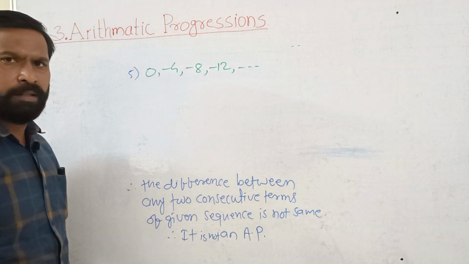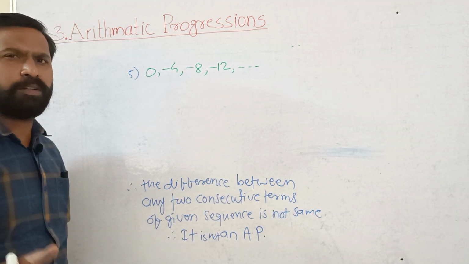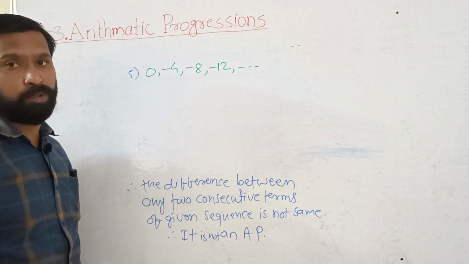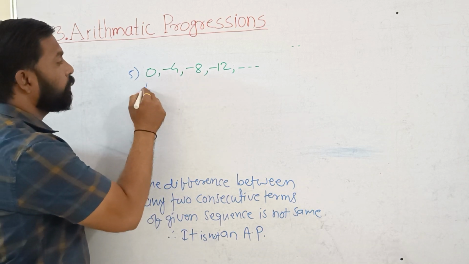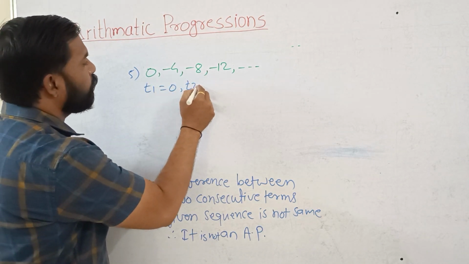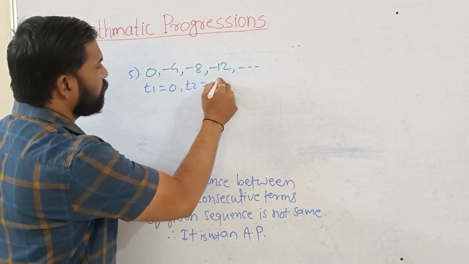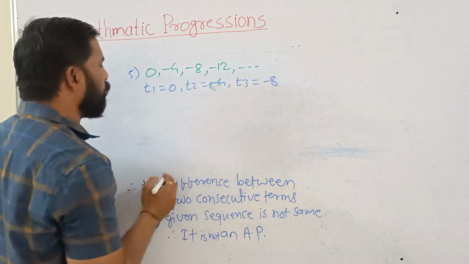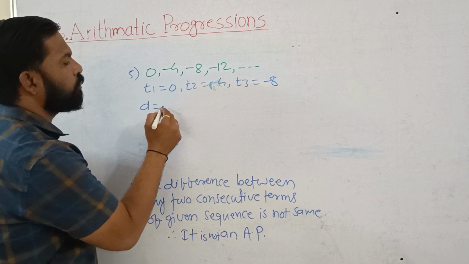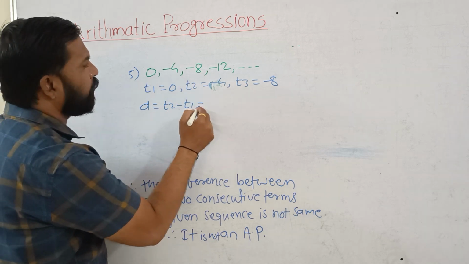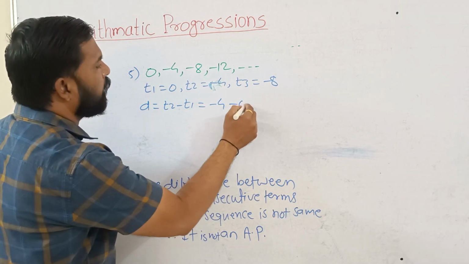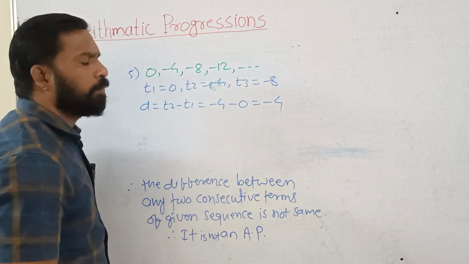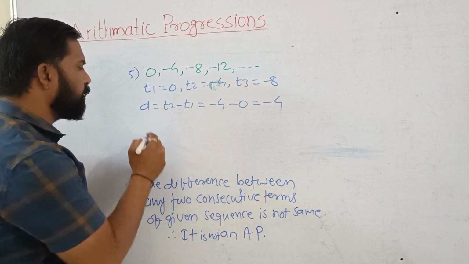Fifth question. Each and every question is not necessary to discuss, but some students can have doubt in it. So T1 is 0, T2 is minus 4, T3 is equal to minus 8, and so on. D is equal to T2 minus T1. So minus 4 minus 0 is only minus 4. Difference is negative this time.